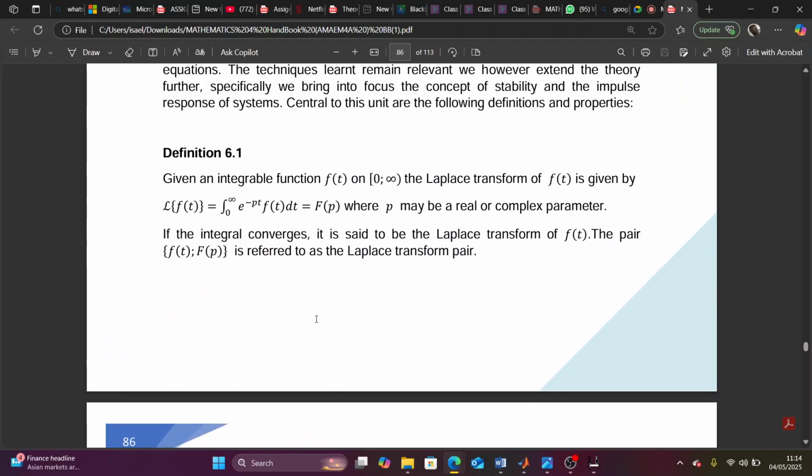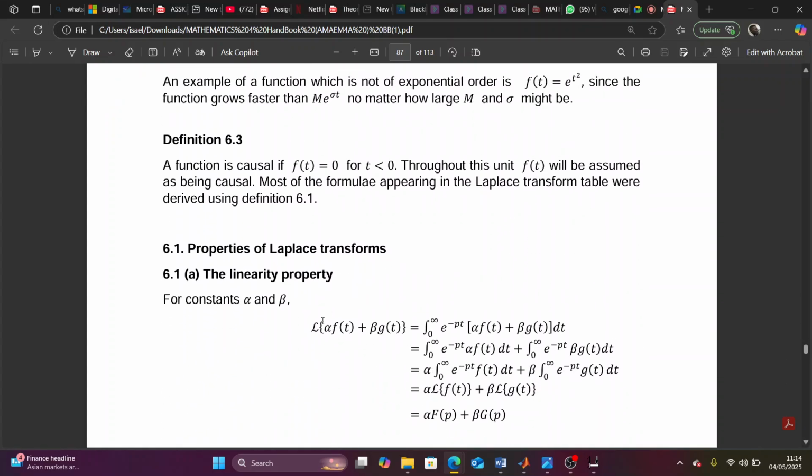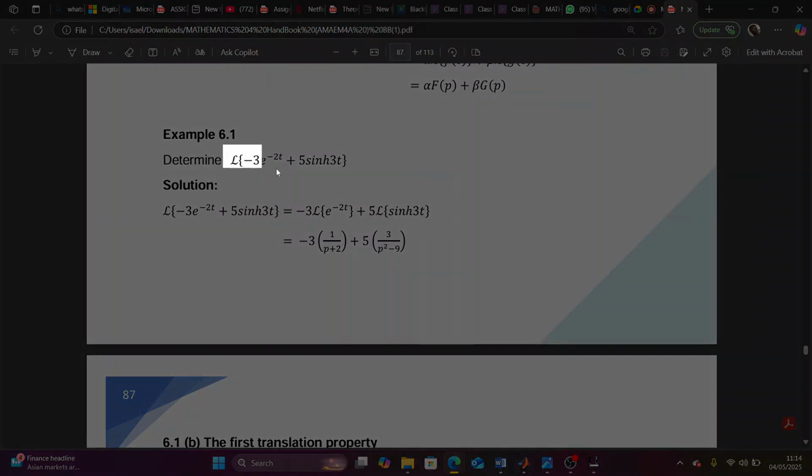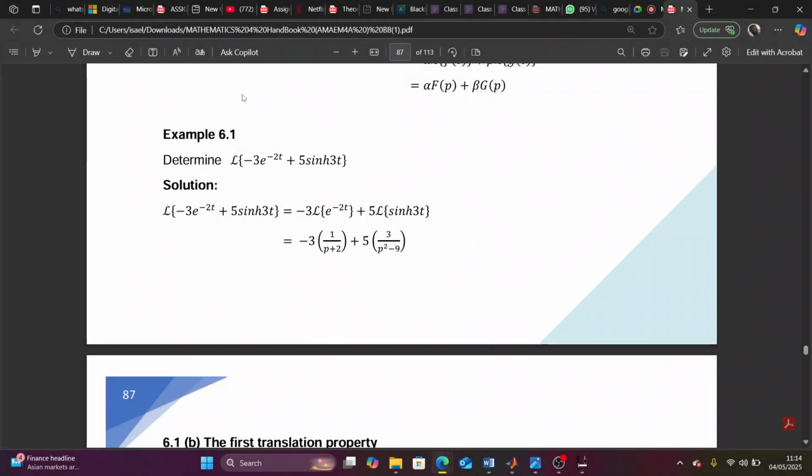Okay, there we go. Definitions. How do we use Laplace? Laplace is just an application of formulas. For instance, do you see this example? I'm sure you know how to do it. Okay, let's just make a quick recap.